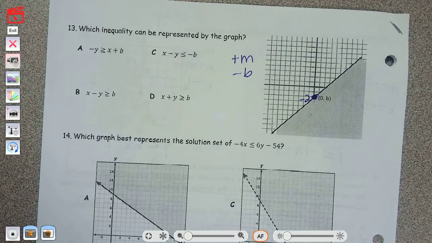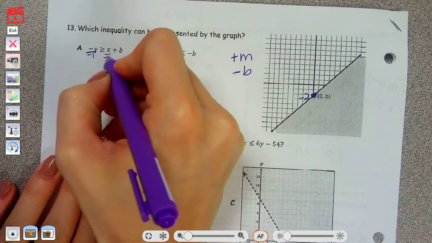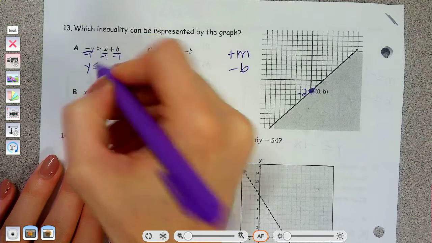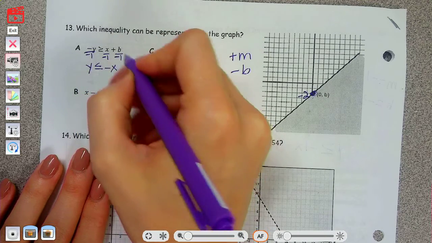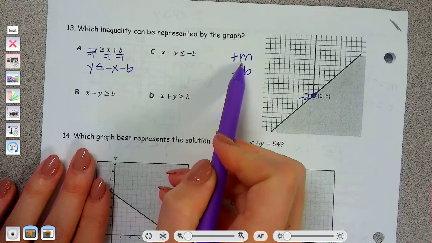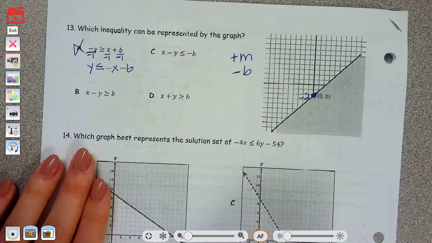So what we have to do is go through and see which one works. On this one, we have to divide by negative 1. Okay, so that's going to give us Y, flips our symbol. Okay, so my symbol works. Negative X, okay, and then negative B. But what kind of M do we want? We want a positive one. This is negative, so A is not our answer.